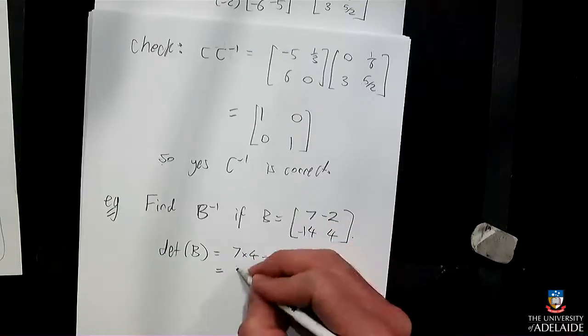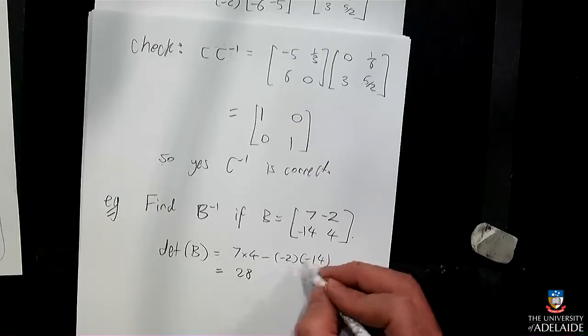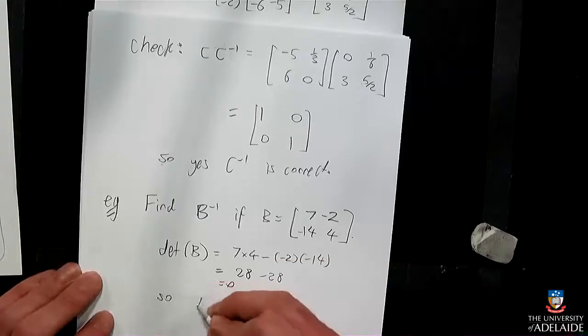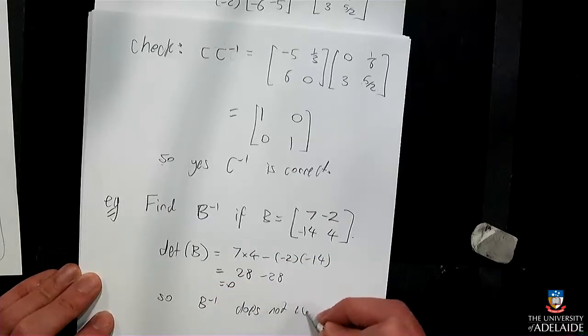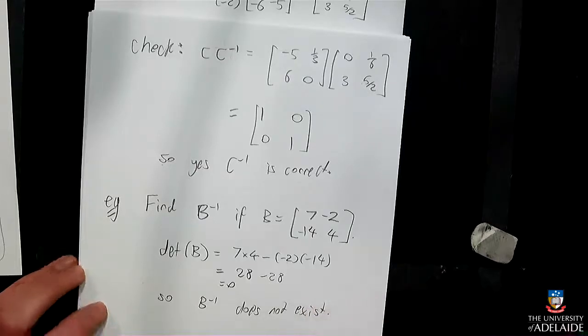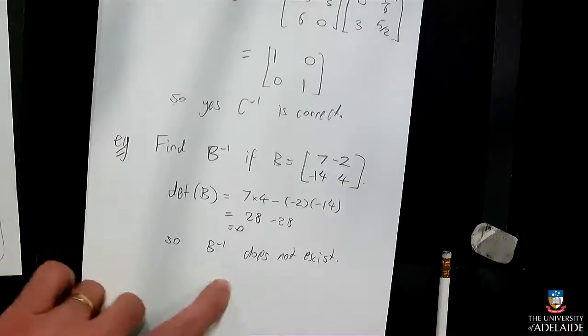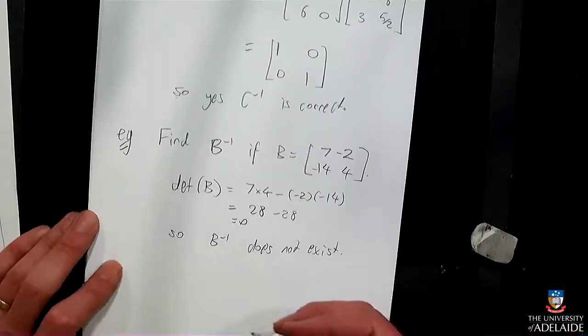And 7 times 4 is 28. And 2 times minus 14, minus that, is also 28, so the determinant is 0. So B inverse does not exist. It would not be correct to write down B inverse equals 1 over this calculation here. So I'm just going to write it and then cross it out.